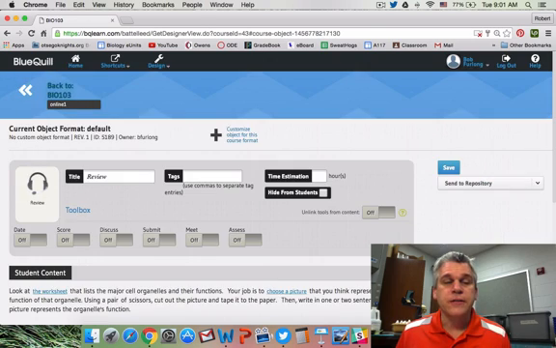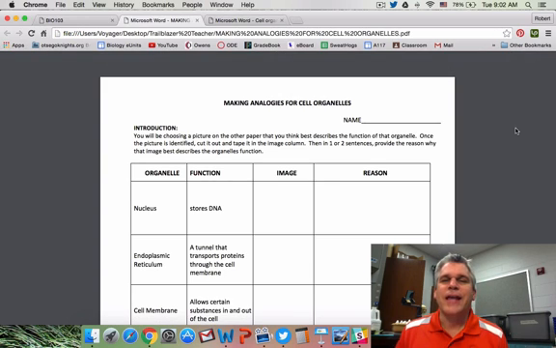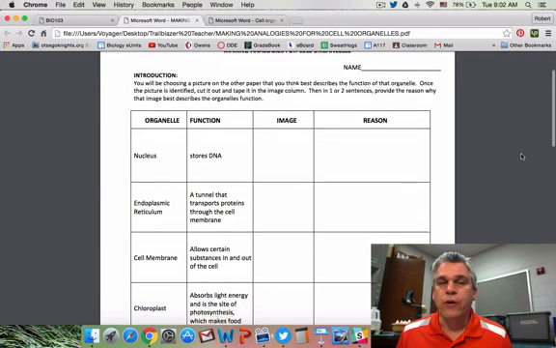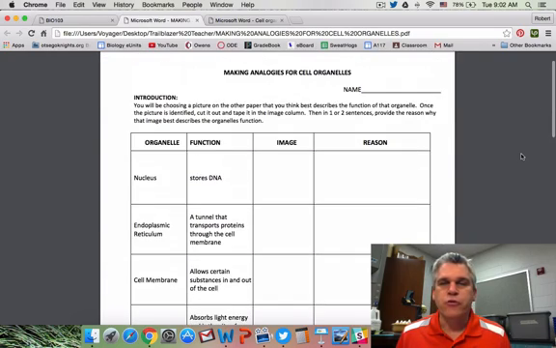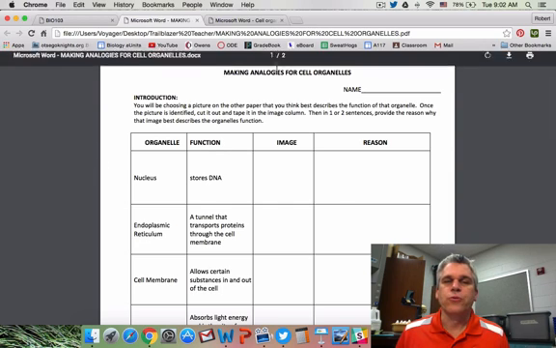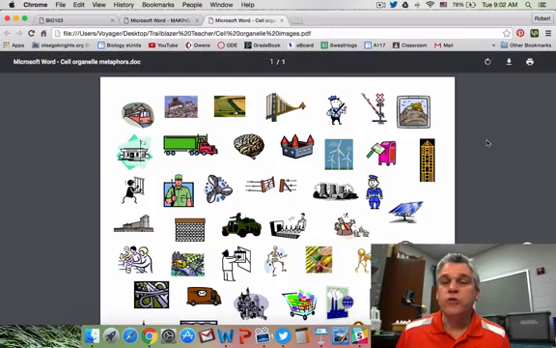In the review lesson, students are going to be making analogies for the cell organelles. So for instance, I have listed some of the major organelles and what their functions are in the cell. And notice that there are two blank columns. There's an image and then there's a reason. So what students would do, for instance, they would take a look at the nucleus, which stores DNA. They would then also be given this paper.